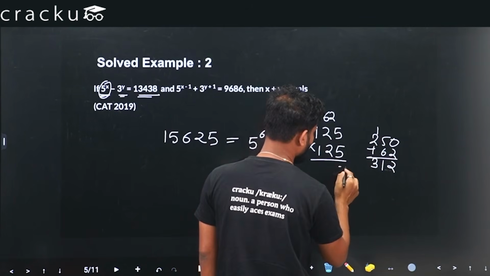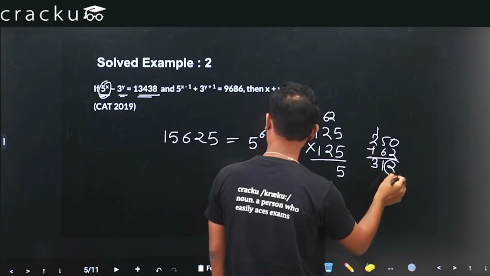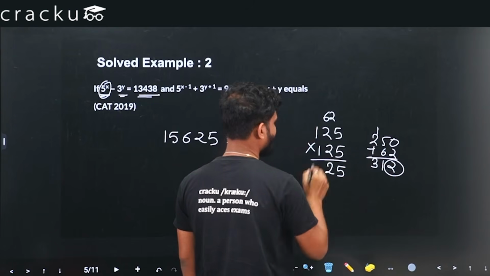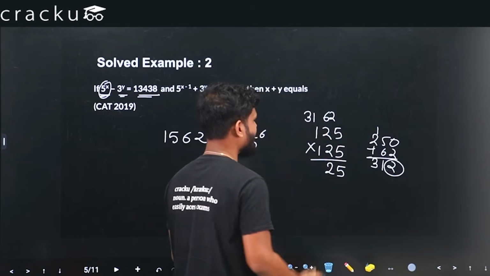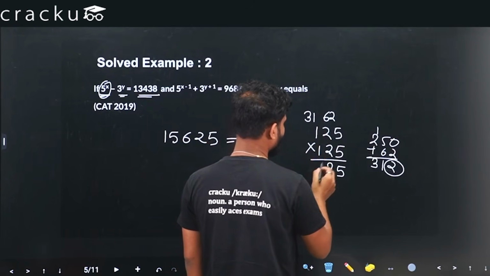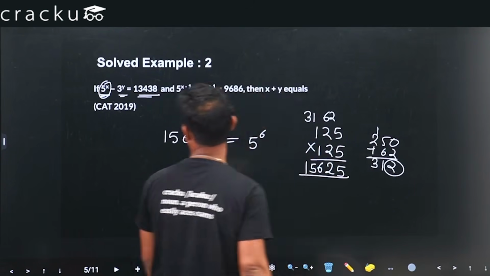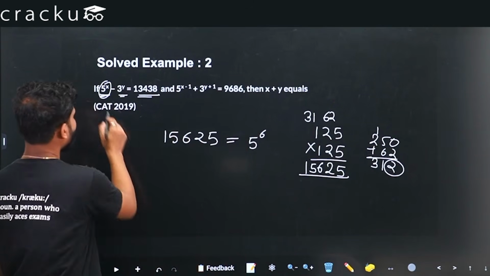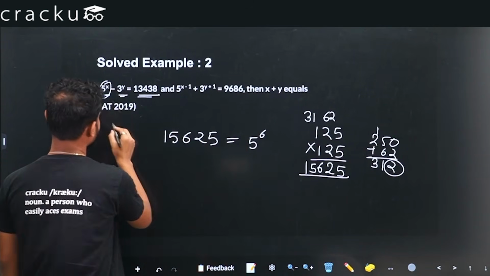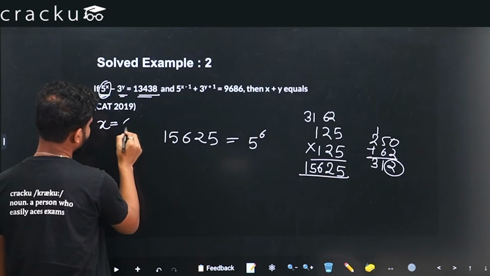300, and will be 5. And this will be 312. 31 will be the carry. So 125 into 1 is 31. So if you add the 31, you will get 15625. So the nearest power of 5 is what? 5 raised to 6. So let us say x is equal to 6.